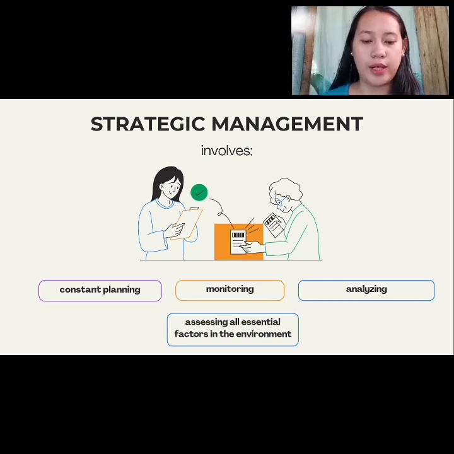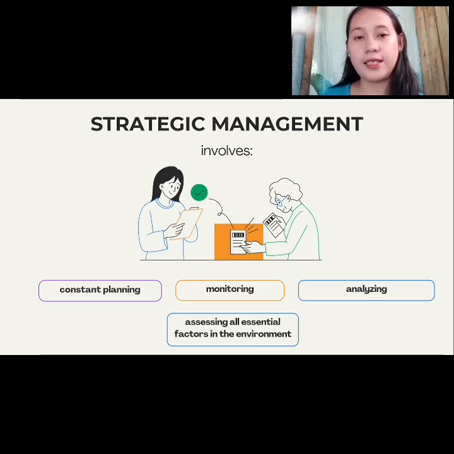Next is monitoring. Monitoring is a crucial part of strategic management. It involves tracking progress, measuring performance, and identifying areas for improvement. So, this helps organizations to stay on track with their goals, to identify and address issues early, to make informed decisions, and to adjust strategies as needed. So, effective monitoring enables organizations to respond to changes and optimize their performance.